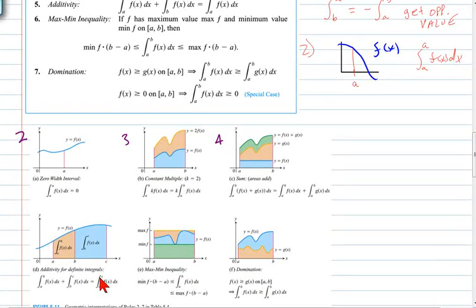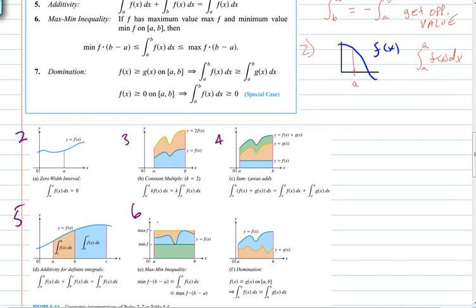Visibly. Number 6, max and min. It says if f has a maximum value, max f, and minimum value, min f on the interval, then min f times b minus a is less than min f times, yeah, I don't know that I've used that one ever, but hey, it's there, and we have a picture.